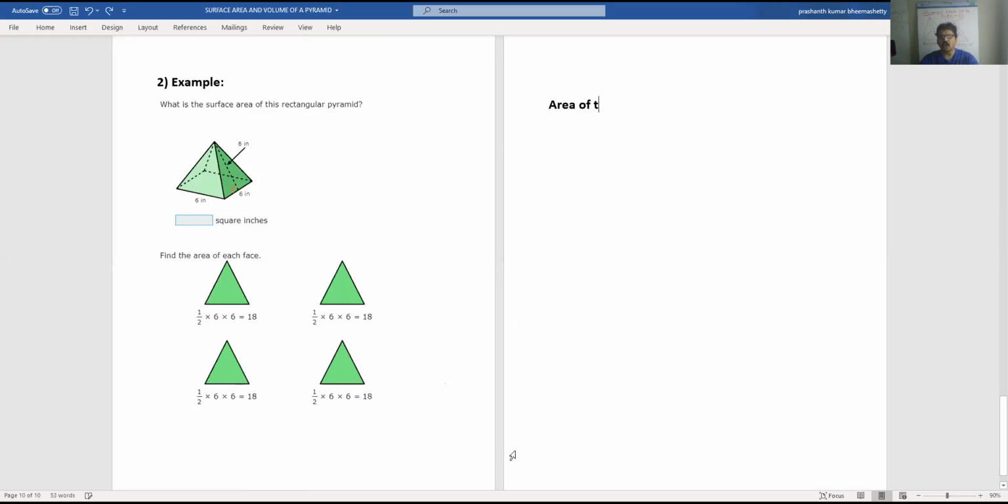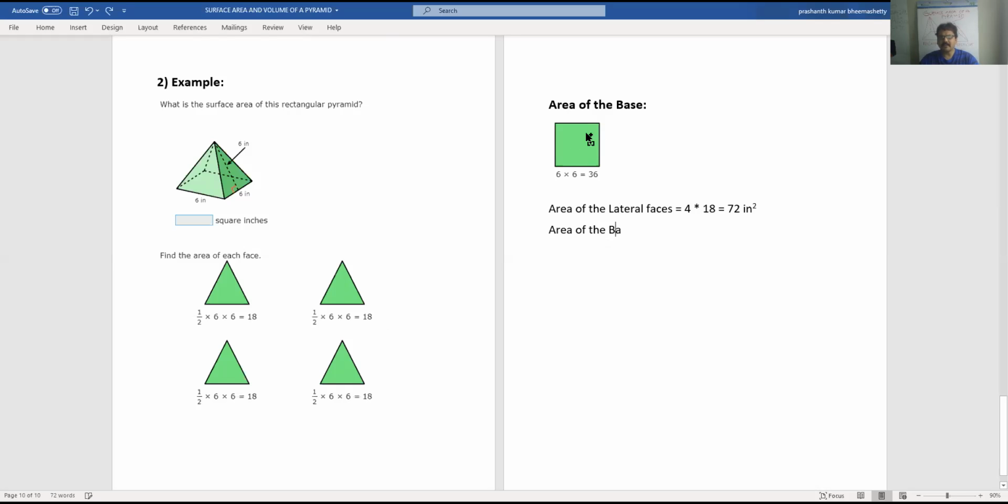Let me calculate the area of the base now. So it's a square, obviously. So the area of a square is the length times its width, or the side times its side. So 6 times 6, that gives you 36. So the area of the base is 36. The 4 lateral faces are 18, 18, 18, 18. Okay, there are total 4 18s. So 4 times 18 gives you 72 square inches, the lateral surface area.